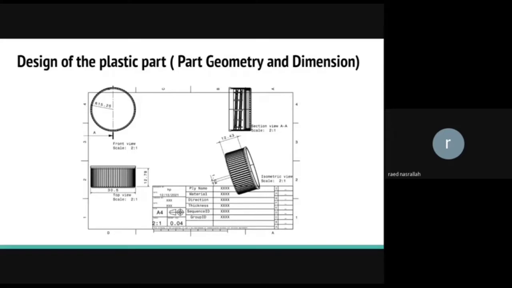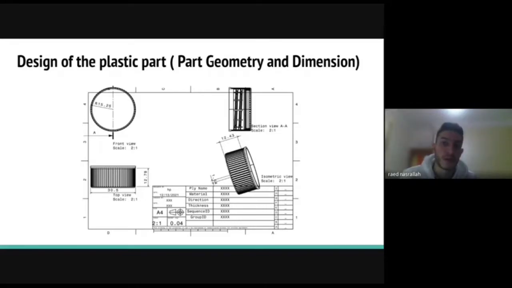The dimensions of the bottle cap are a radius of 15.25, thickness of 12.43 millimeters, and a ridge gap of 1.54 millimeters. This is the design that was done in CATIA V5 software. Next, please.